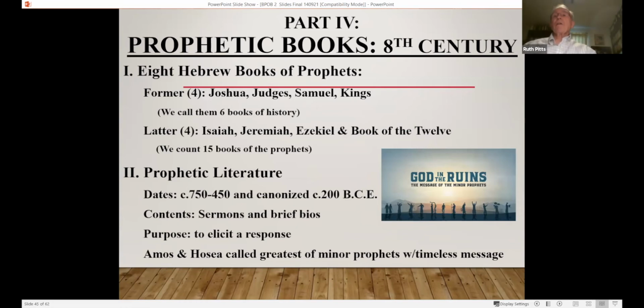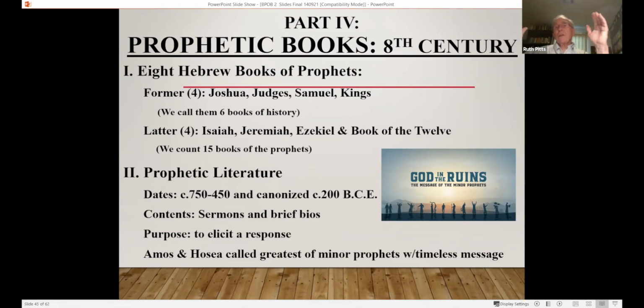Prophetic books. Now, these are called writing prophets. They didn't write, but they have their material written down by other people for them, their sermons and so forth. Now, today we're focusing on the book of the prophets.